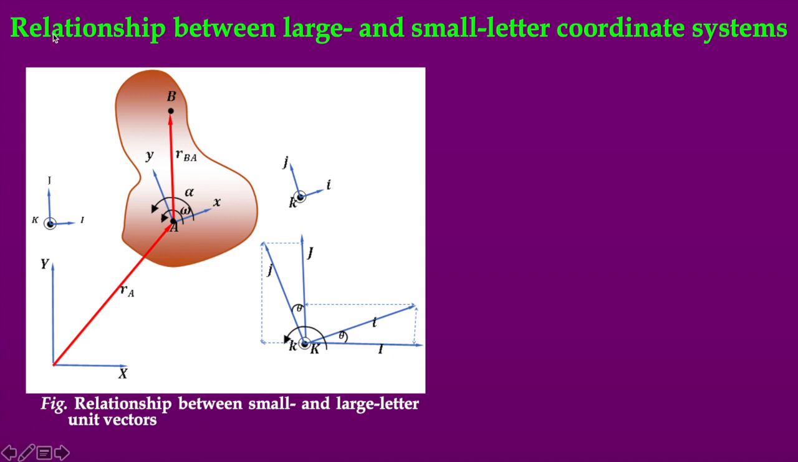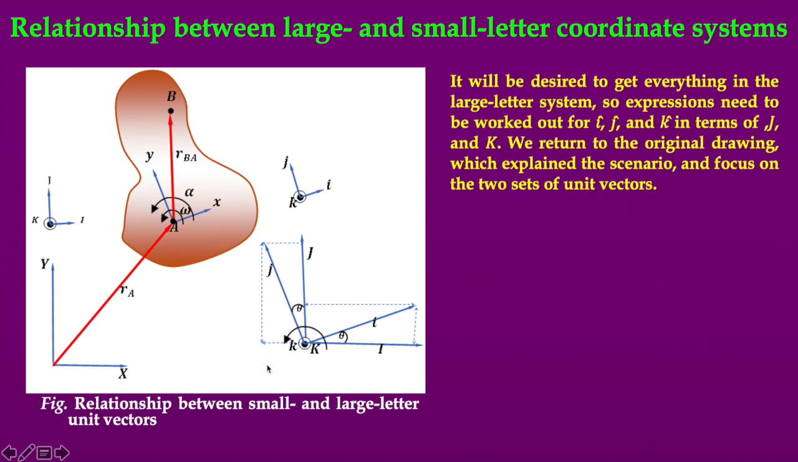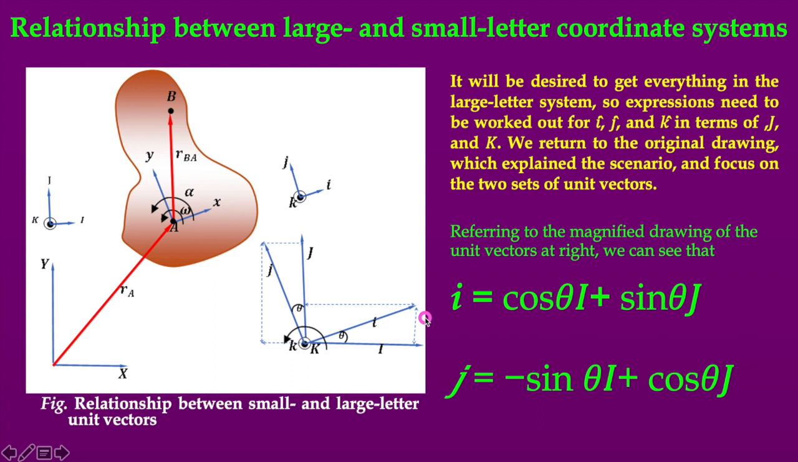In the five-term acceleration equation, there are two types of unit vectors, small i, j and capital I, J. Sometimes, to simplify the equation and for better understanding, we need to have the same unit vectors, and that's why we have to find the relation between these two sets of unit vectors, small i, j and capital I, J. From this simple geometric structure, we get the relation: i equals cos theta I plus sin theta J, and j equals minus sin theta I plus cos theta J.